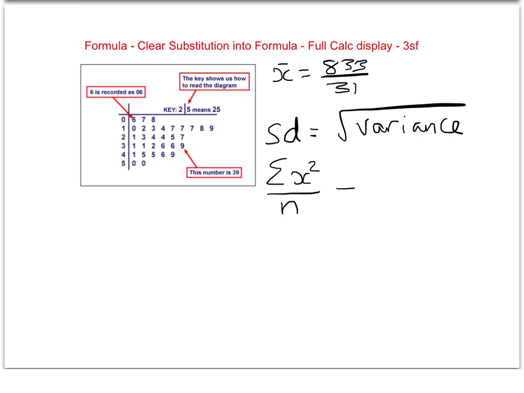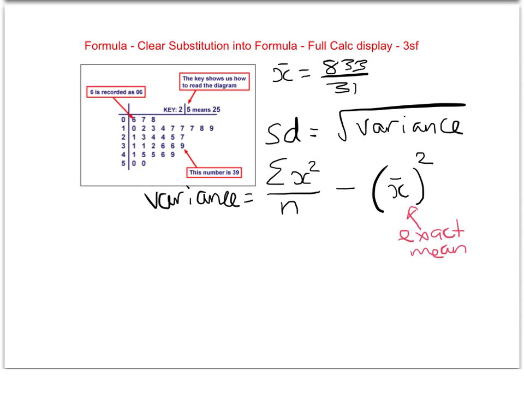And then we remember to take away, this is variance, we remember to take away the mean squared. The mean squared. But use the exact mean, please, not 2 decimal places, the exact mean. Okay, I've added all of these up, and all those squares add up to 28093. And that's 50 squared, add 50 squared, add 49 squared, add 46 squared, add 45 squared, add 45 squared, add 41 squared, etc.